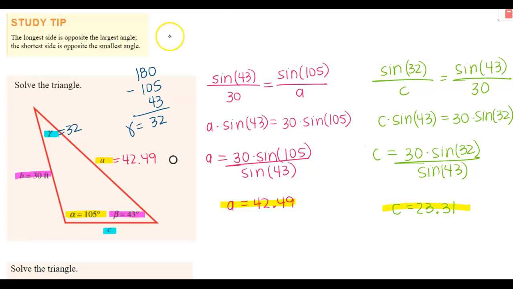Alright, and then we can go ahead and label that. C is equal to 23.31. And therefore we've successfully solved the triangle because we were able to solve all of the side lengths and, again, all of the angle measurements.